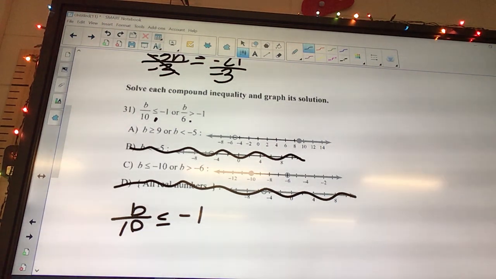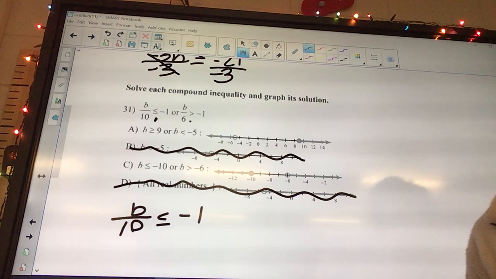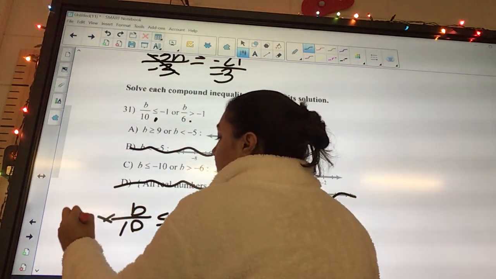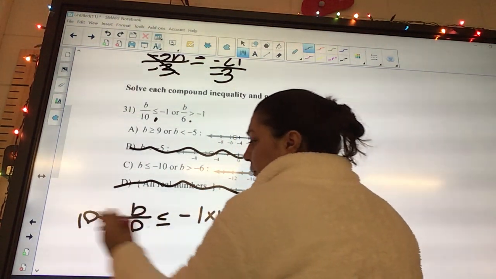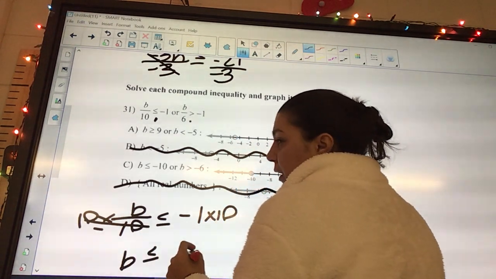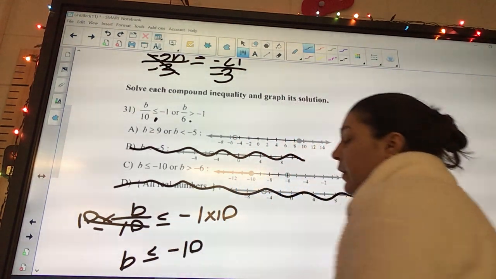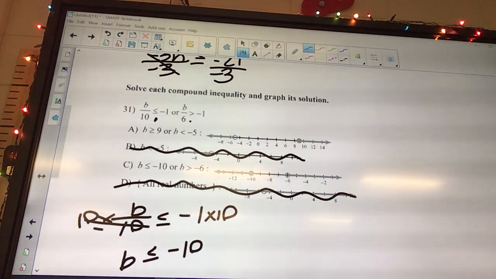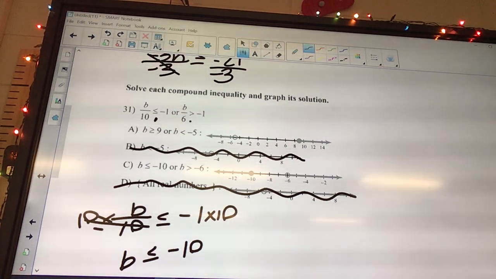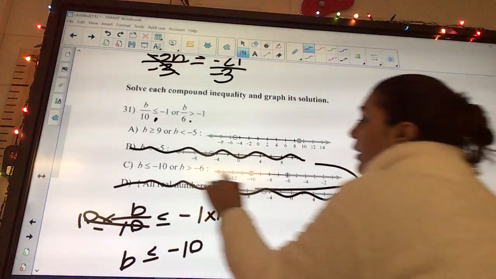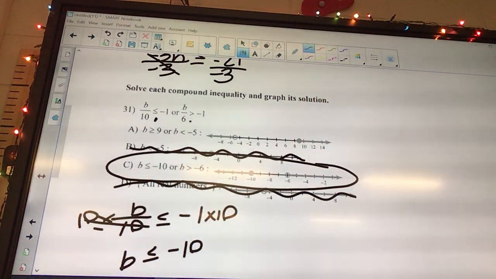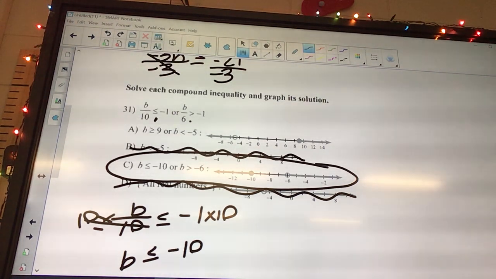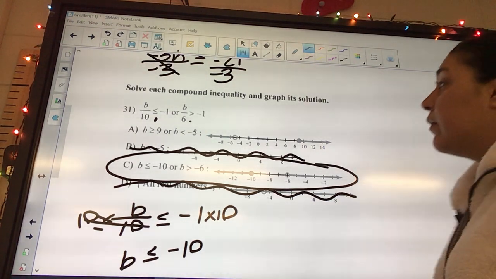It says b over 10 is less than or equal to negative 1. We've got to multiply by 10. Negative 1 times 10 is negative 10. Okay, so on the negative 10, is it open or closed? It's going to be closed. So what answer choice is that? C. So you don't have to keep going. Some of these you're not going to need to solve both, because there's no point. You can solve the other one if you want to, but you don't have to.